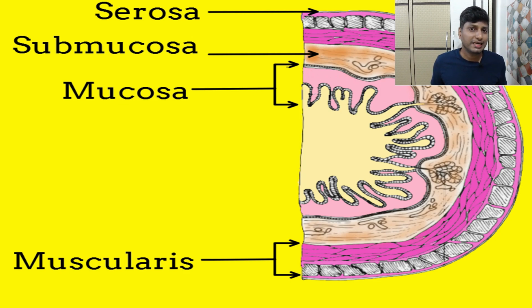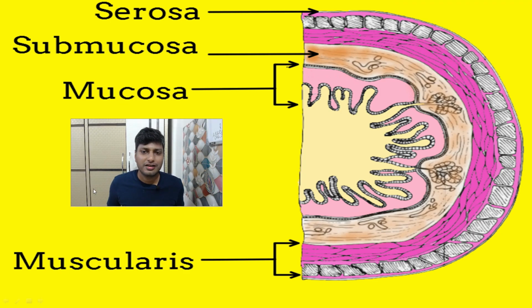Let's see what the functions are. The outermost is the serosa. Dear students, serosa is important because it is the outermost layer. It is made up of epithelial cells. As we all know, whether it is the inner organs or the external part of our body, it's always covered by epithelial cells. Epithelium helps in protection.